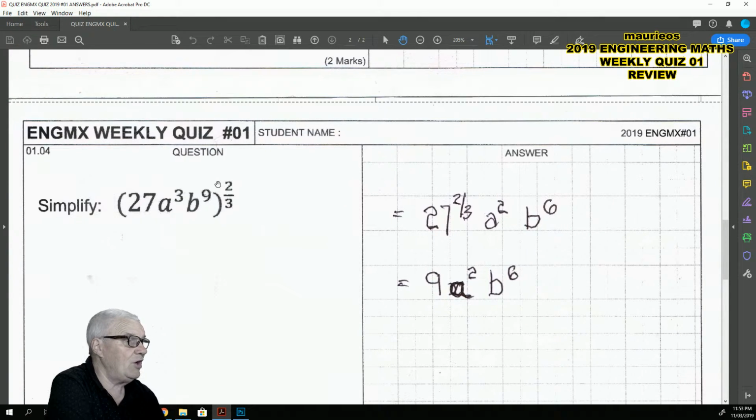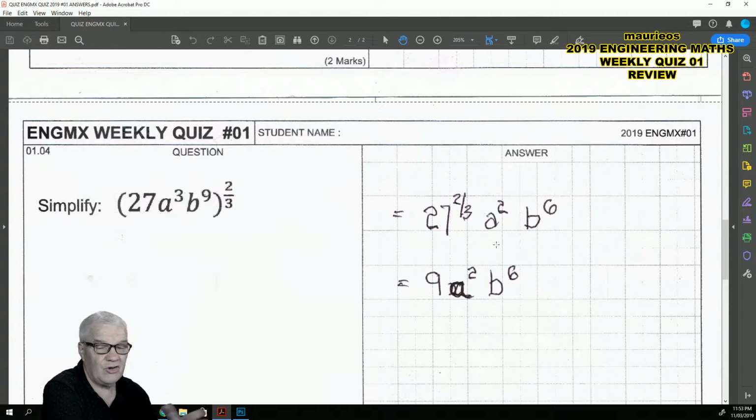So you could either go 2 times 9 is 18, divided by 3 is 6. Or, 2/3 of 9 is 6. 1/3 of 9 is 3, 2/3 is 6. And then we simplify. Now, the cube root of 27 is 3. And then 3 squared is 9.